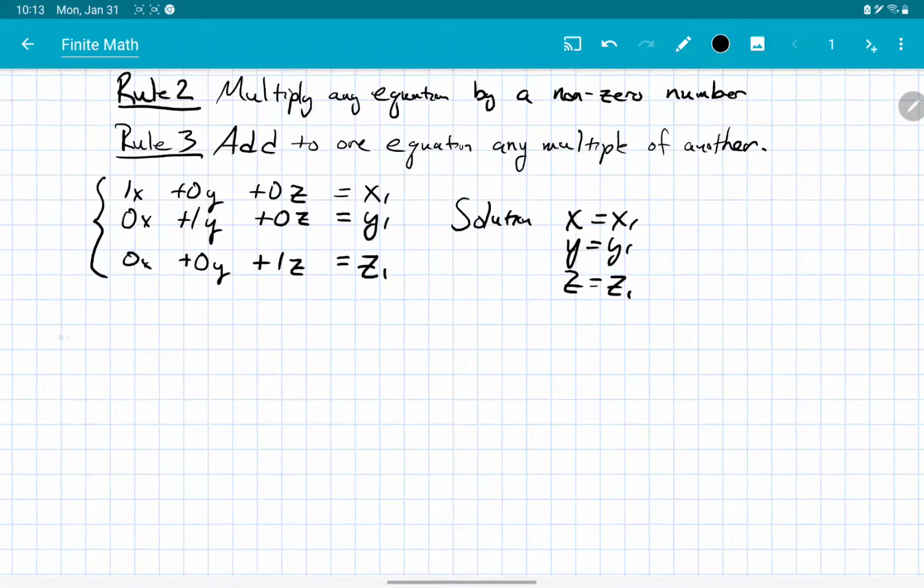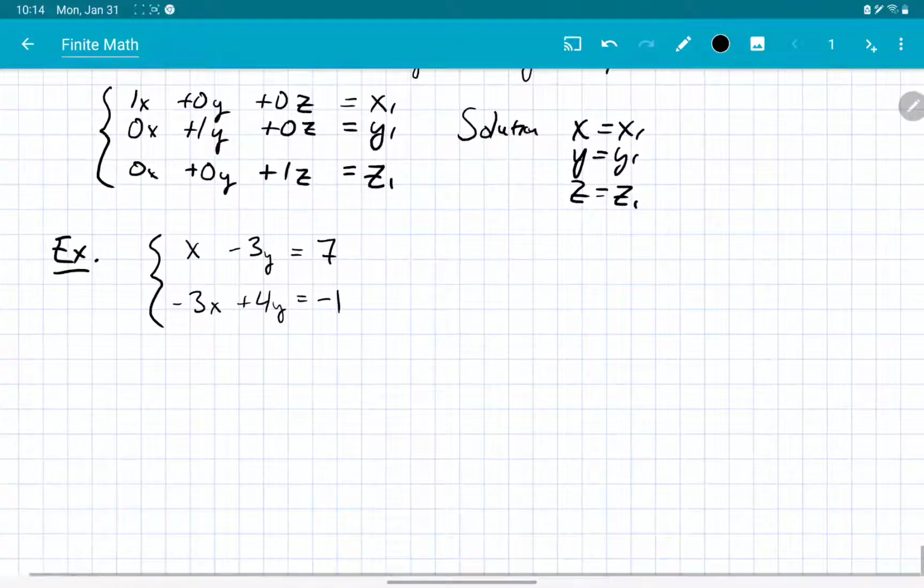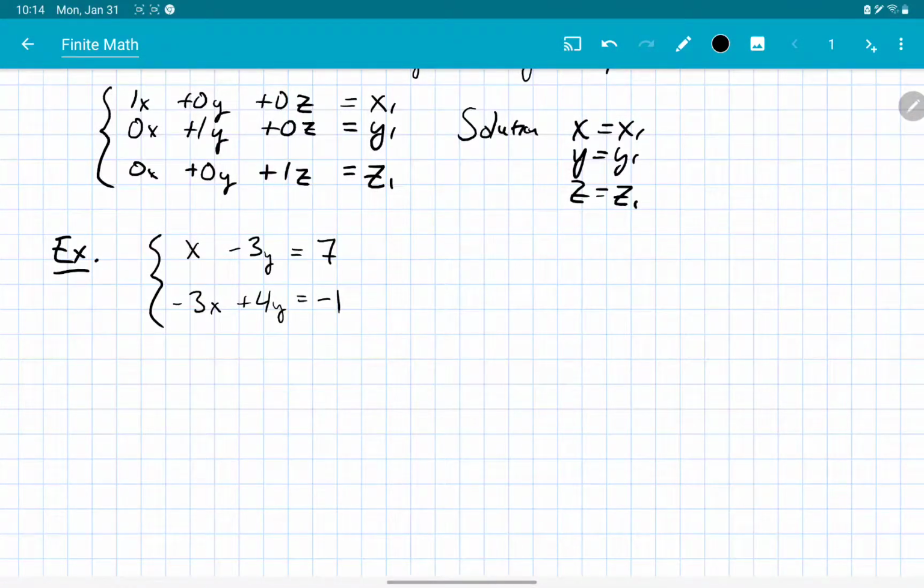Okay. So here's our first example. We're just going to start with a 2 by 2 system because that's going to be easier for us to deal with. This is x minus 3y is equal to 7. Negative 3x plus 4y is equal to negative 1.